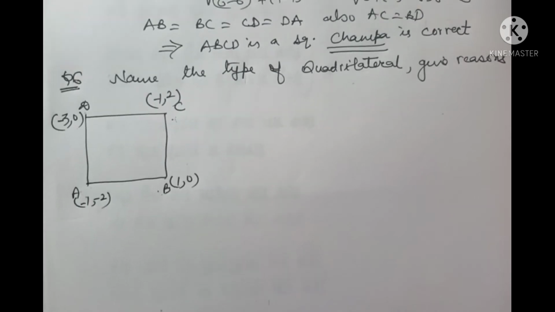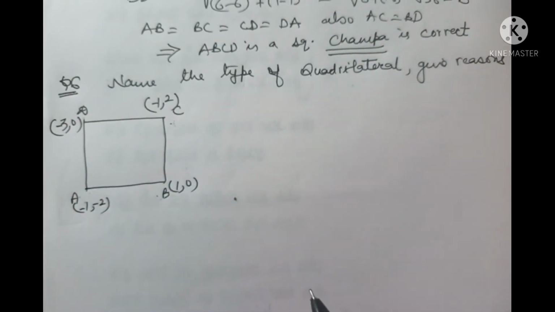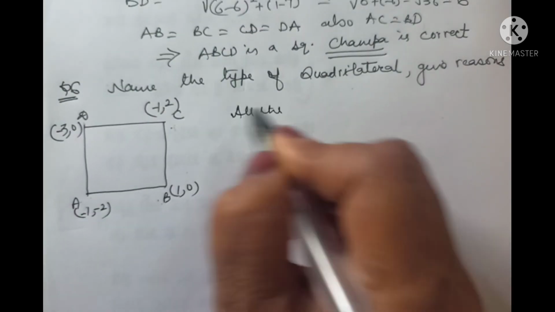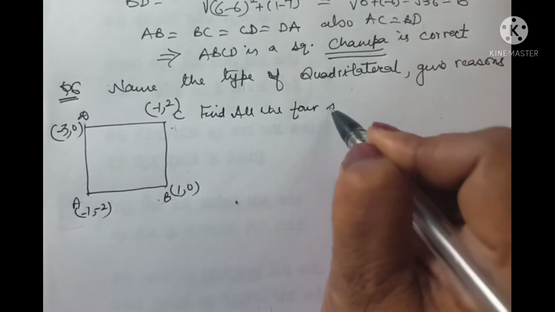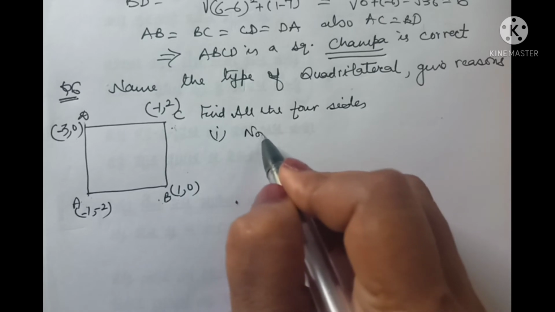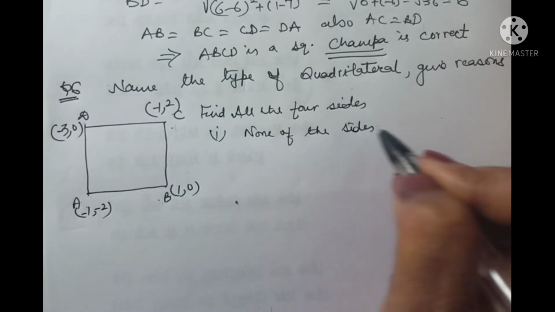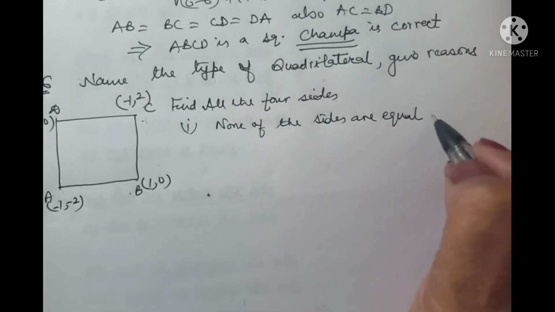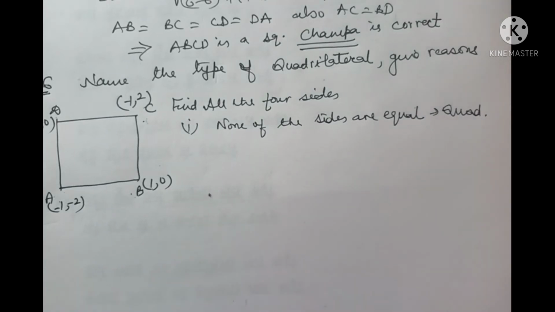Now see, let us first do the basics related to this question. What will be our algorithm? How will we go about it? First you find all the 4 sides. Now, if none of the sides are equal, then it is a simple quadrilateral. It is no special type of quadrilateral, right? You don't have to find the diagonals then. It is a simple quadrilateral.